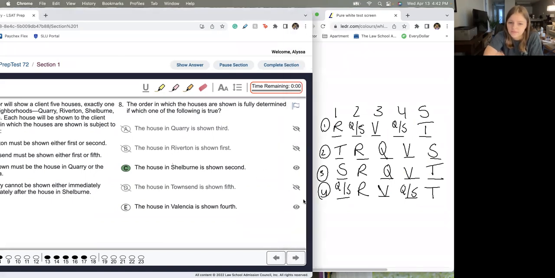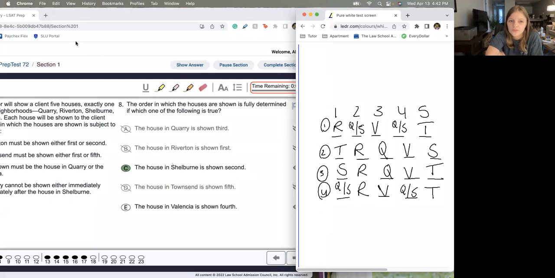Maybe. B is shown 4th. Hate this one. It's coming from 2 worlds where I have V as 4th. So I can't tell you for sure who is in that 5th spot. It's either S or T, and then in that 1st spot as well, I can't tell you who's in that 1st spot.